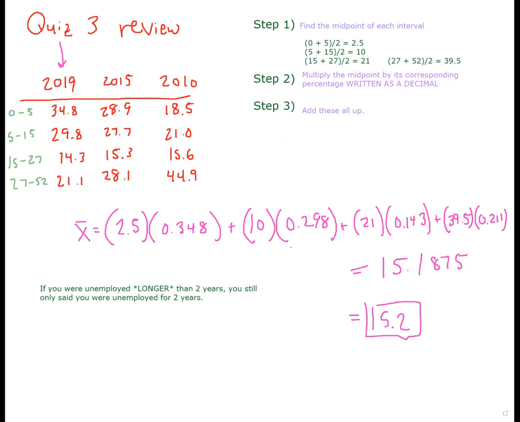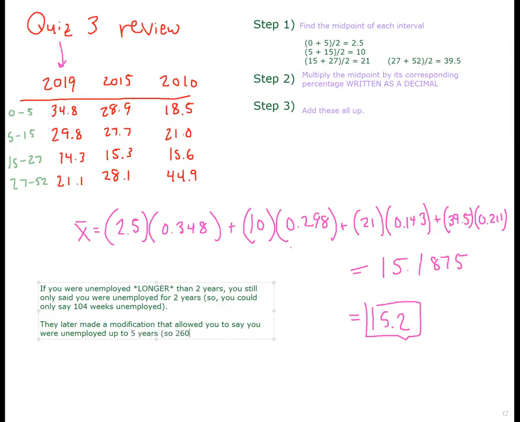So throw it to the audience to try and figure out. So right now, in 2010, the biggest number you could say was 2 years. So in weeks, you could only say 104 weeks unemployed. They later made a modification that allowed you to say you were unemployed up to 5 years. So let's see, 260 weeks. Because of that modification, what would happen to the mean?